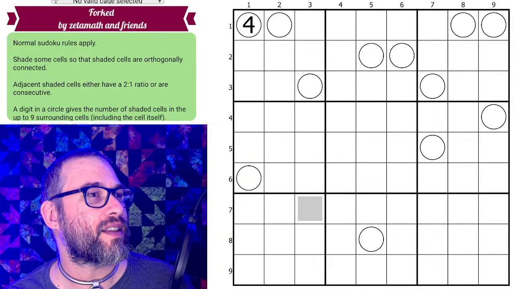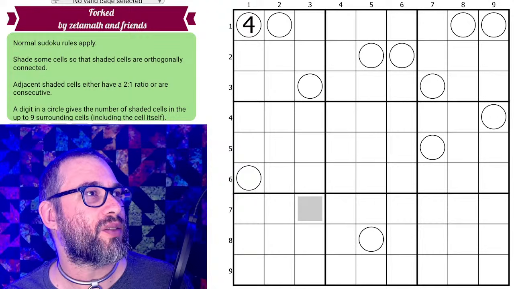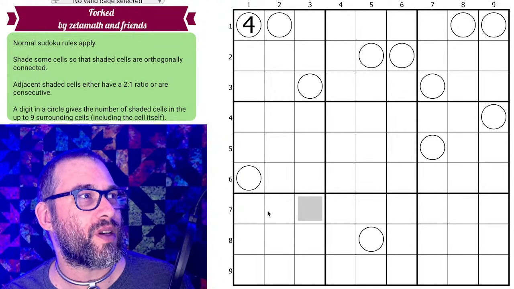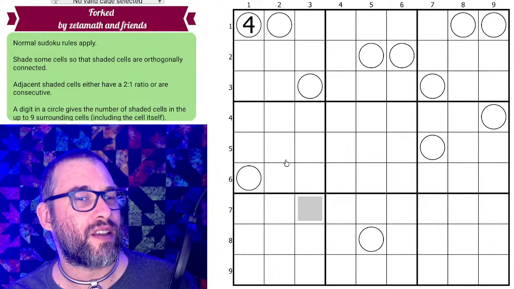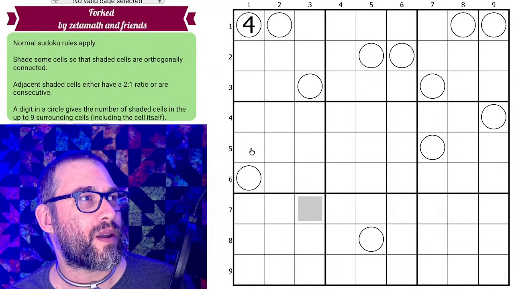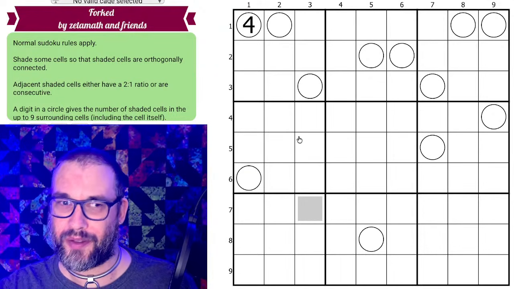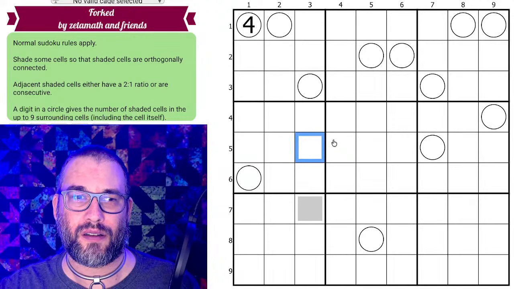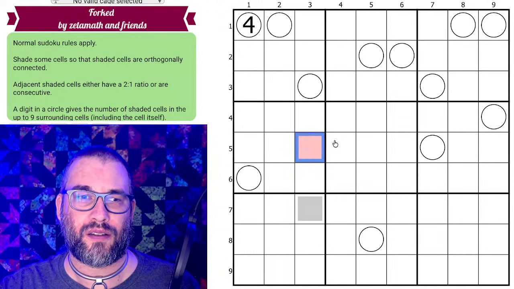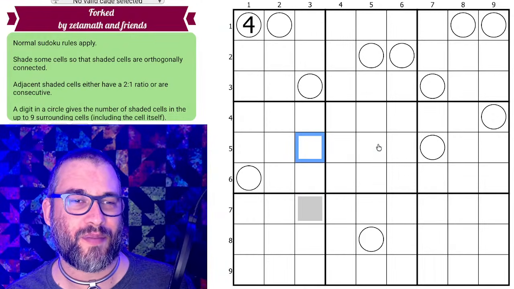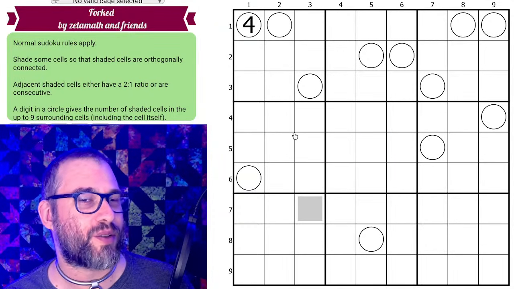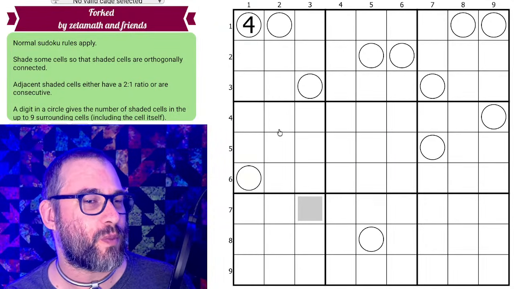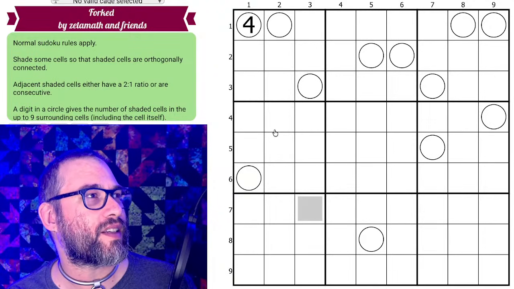All right, let's have a look at the rules to this puzzle. Shade some cells. The shaded cells are orthogonally connected. We'll see if I remember how to enter Sudoku things. Hey, Jay. Welcome.